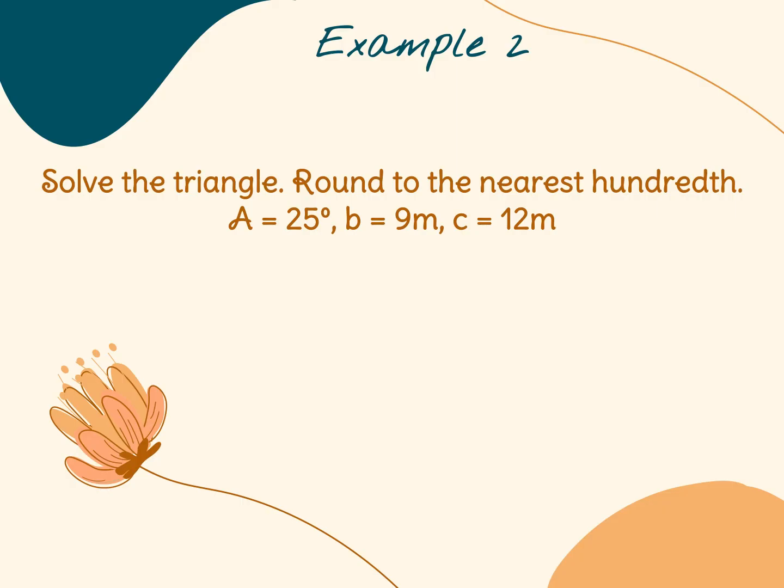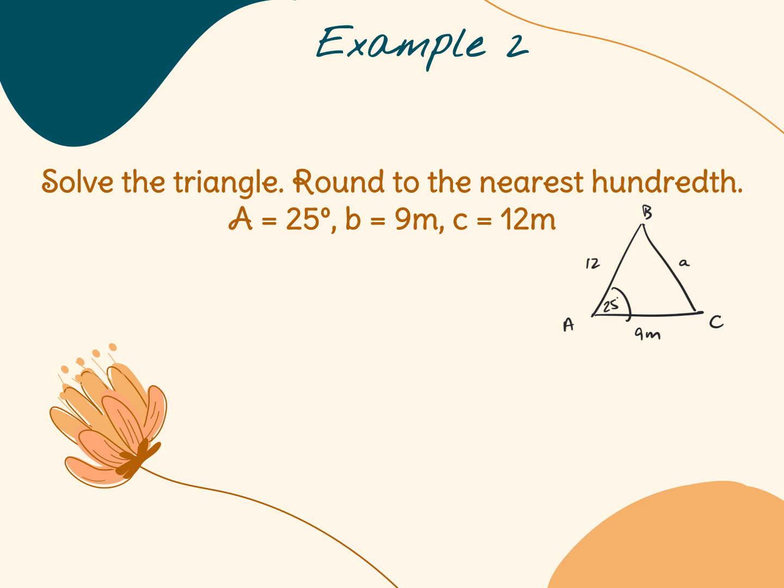Okay, so now I come to my second problem, and I notice I have an angle and 2 sides. This one's a little bit different, but I'm going to start it out the same way. I'm going to do angle A, angle B, angle C. Angle A is 25 degrees, little b is 9, and little c is 12. So I don't have little a.